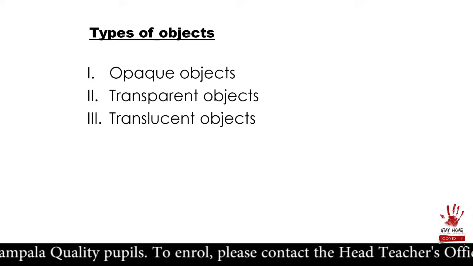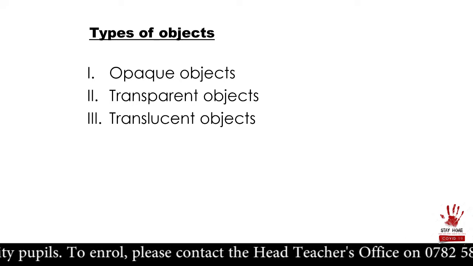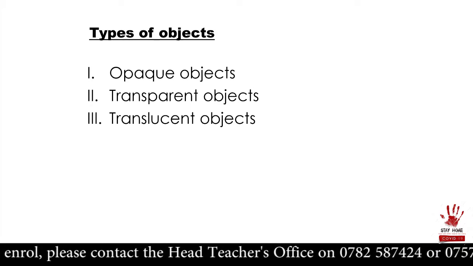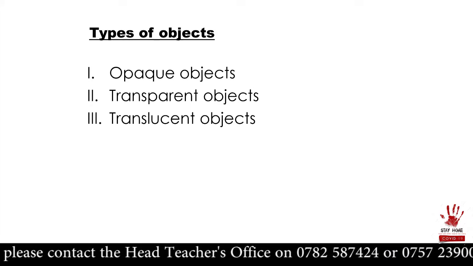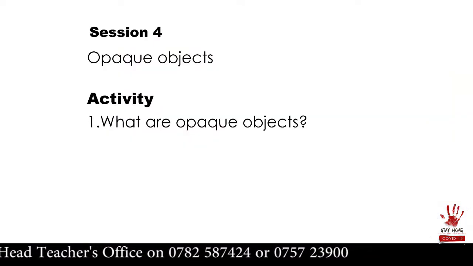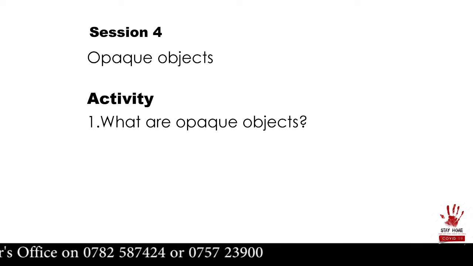T-R-A-N-S-L-U-C-E-N-T. Translucent. So those are the 3 types of objects: 1, opaque objects; 2, transparent objects; and 3, translucent objects. Now, can we move on to session 4? Session 4, we are going now to define one by one. Opaque objects. What are opaque objects?